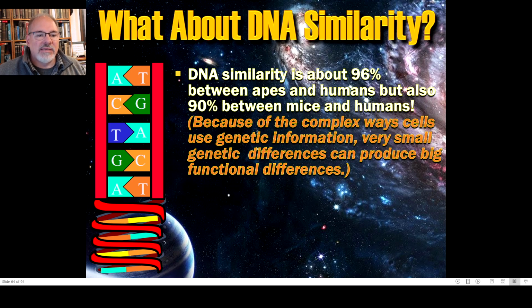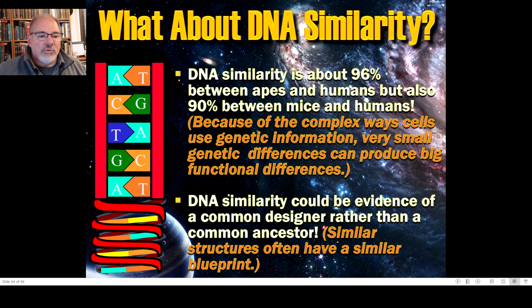So DNA similarity is about 96% between apes and humans, but also 90% between mice and humans. All right, so because of the complex ways cells use genetic information, very small genetic differences can produce big functional differences. So being close is not the same, and that's the key. So DNA similarity could be evidence of a common designer rather than a common ancestor. Similar structures often have a similar blueprint. And I think that's really the obvious connection, because we cannot find a directional connection from one to the next. The connection is in the mind of the interpreter, the scientist that is interpreting the data. It is not in the data itself.